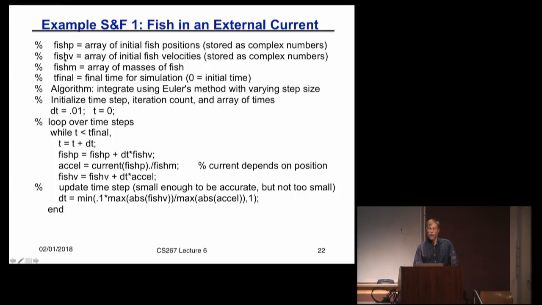Then each fish has a velocity. And again, that's one complex number, which is a vector in 2D. Then I have an array of all the fish masses. And I want to simulate them starting at time t equals 0 up to some time t final. And the algorithm is going to be the simplest one possible. Every fish is going to move a very short time step in a straight line given its current velocity. That's called Euler's method. And I'll draw a picture of that later.